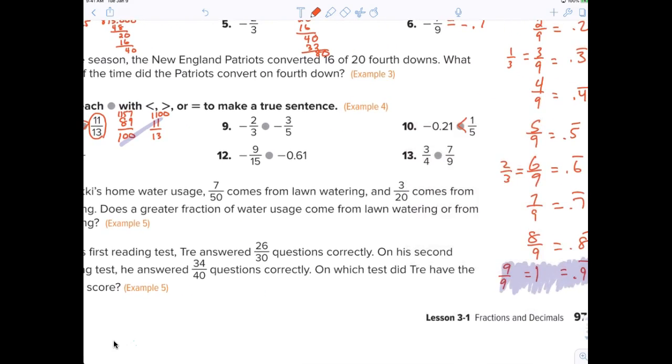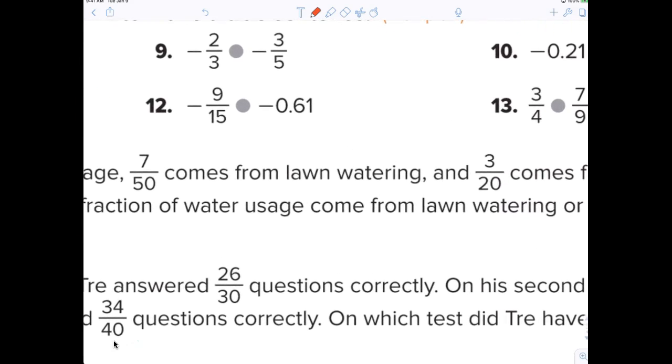All right, now on number 12. Ooh, I can reduce this right here. Somebody tell me what that reduces to. Come on, guys. Because again, I don't want you doing the division. All right, what does that reduce to? Right, so now we're comparing negative 3/5 to negative 0.61.